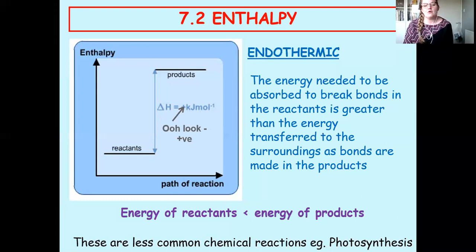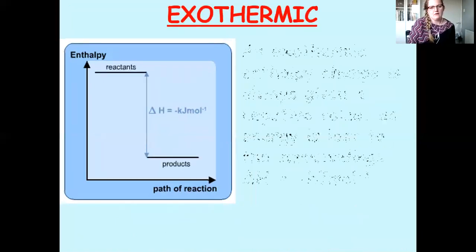These are less common chemical reactions. An example of one is photosynthesis, is an endothermic reaction. Obviously, photosynthesis, we're talking about taking UV rays in, the process of it, that is an endothermic reaction. We don't have lots of endothermic reactions. So let's go to exothermic again.